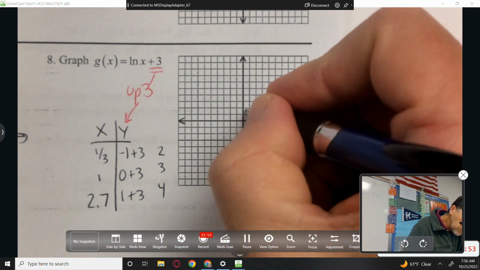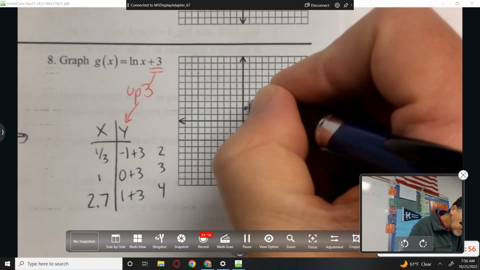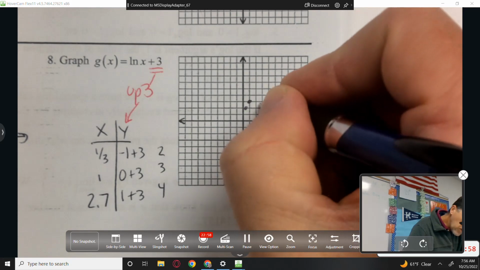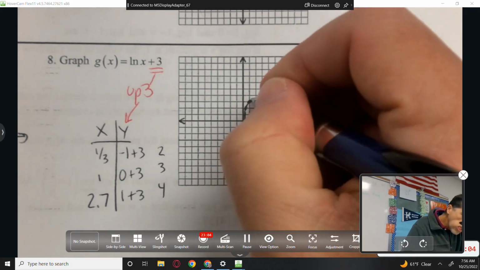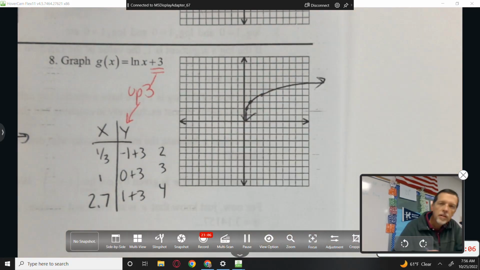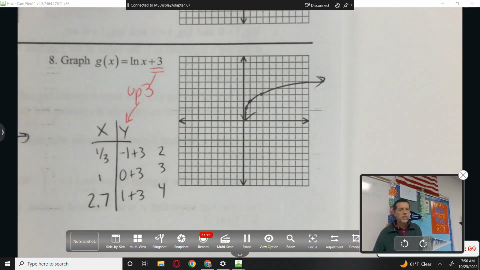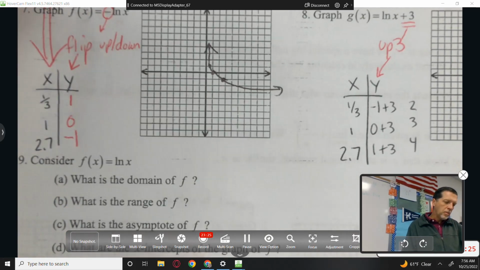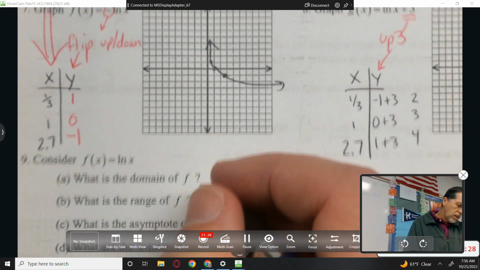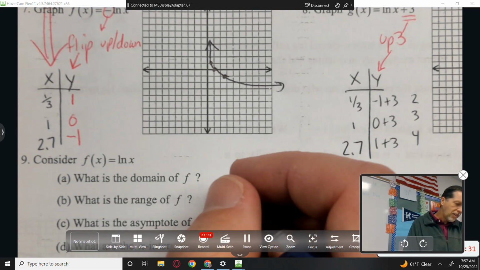(1/3, 2), (1, 3), (2.7, 4). There's our picture. And if you take a minute to compare, it's up 3 from the original. Number 9, questions about the picture. So if we look at the picture, what is the domain of f for natural log?